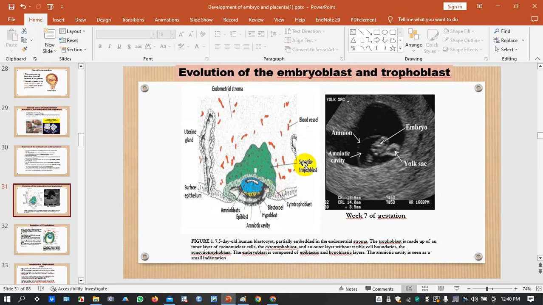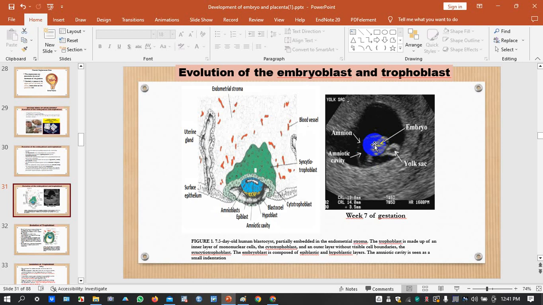Okay, so we can see over here the evolution of the embryoblast and the trophoblast. This is the embryo. This is the yolk sac. This is the amnion, and this is the amniotic cavity. This is an ultrasound presentation at week 7.